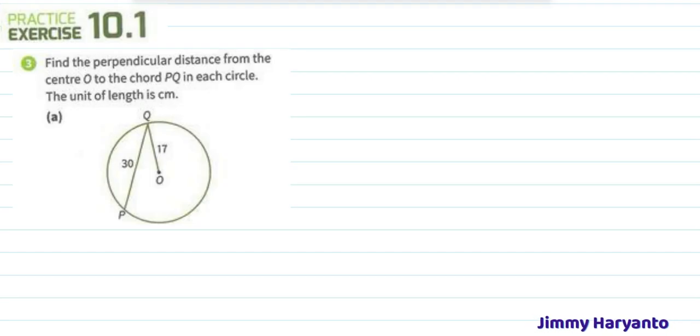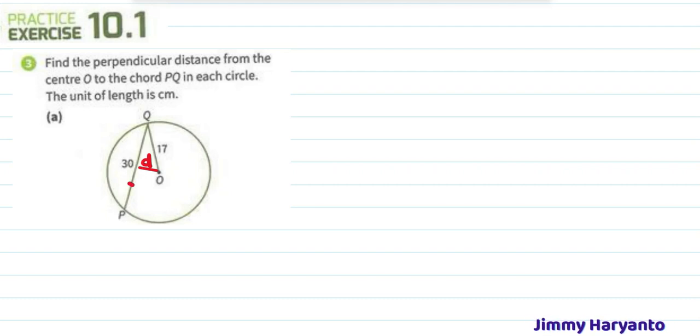Next is question 3. A. For this one, I think question 1, perpendicular distance. Okay, so we have to draw this one first. Perpendicular distance means this one. So let's say this one is D.